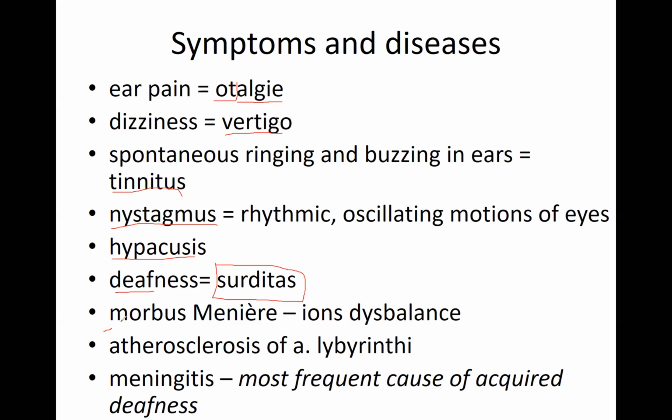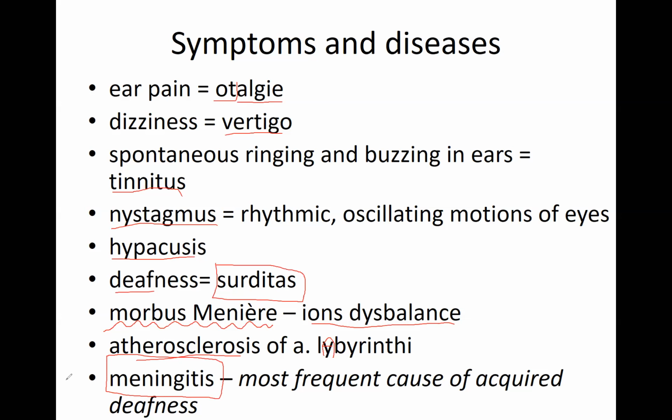A very common disease of the inner ear is called Meniere's disease. The ion balance is disturbed there and causes vertigo and tinnitus. Of course, atherosclerosis of the labyrinthine artery can cause problems. And as I said, the most frequent cause of acquired deafness in adulthood is otosclerosis. In kids, it's meningitis. So a severe meningitis can cause even a loss of hearing.